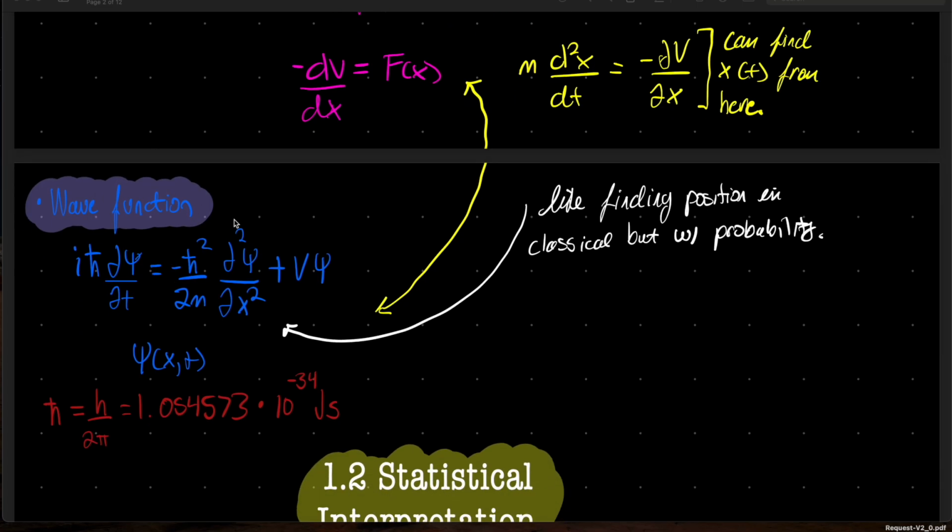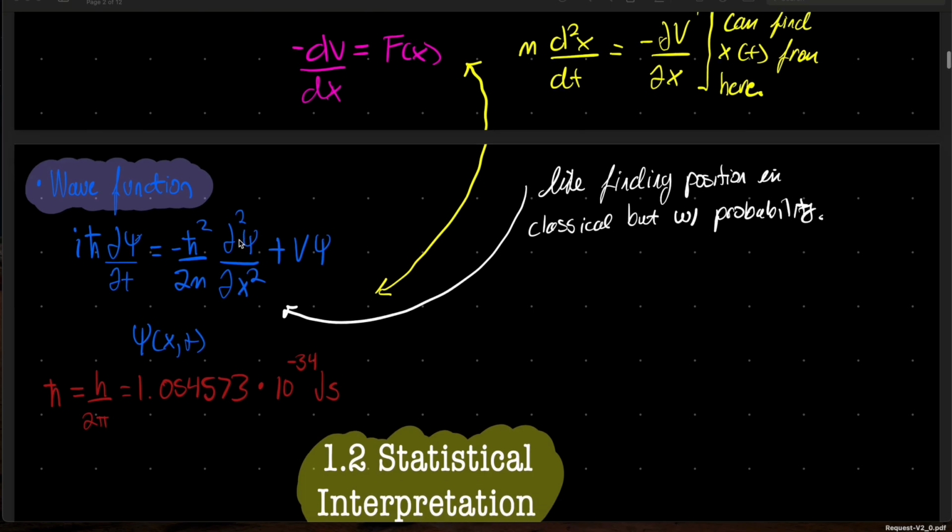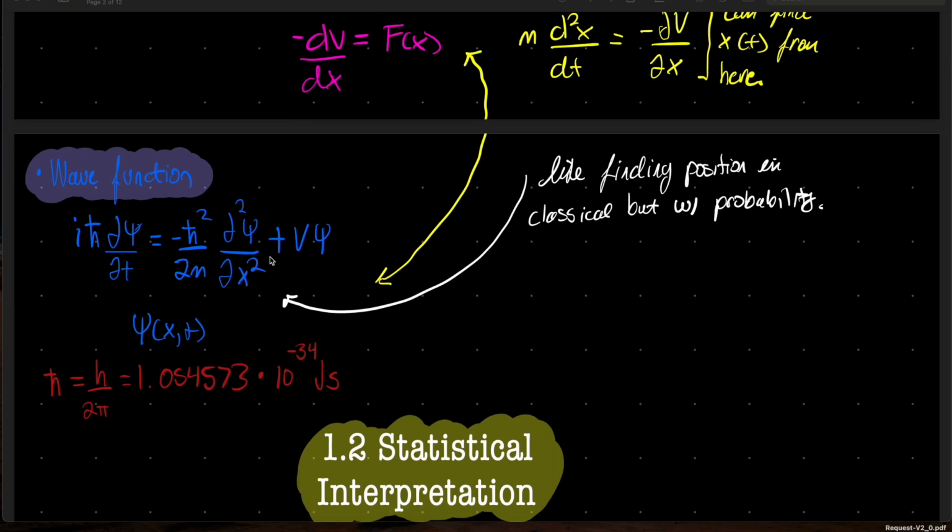Now I like to highlight whatever things that I think are formulas or something really important. So I'm not even going to try to describe this mess, because they kind of just brought it up and didn't go too in depth. But really what the wave function does is basically like finding x of t in Newtonian mechanics, but in quantum mechanics, it's a probability that I'm going to find a particle here or there. Like you can't really know for sure. So it's like finding the position in classical, but with probability.